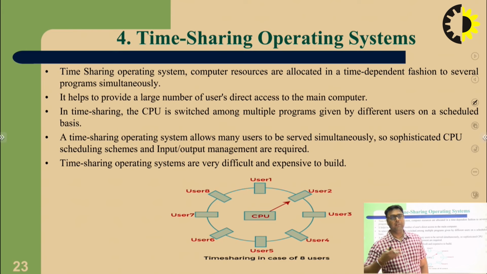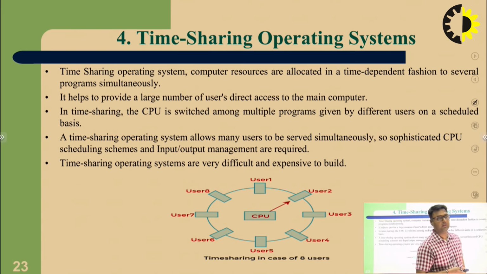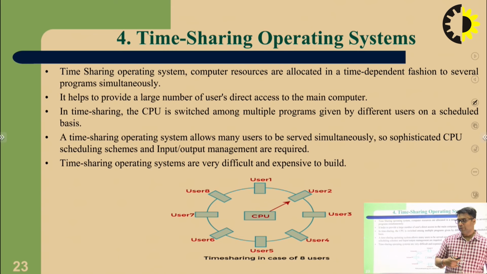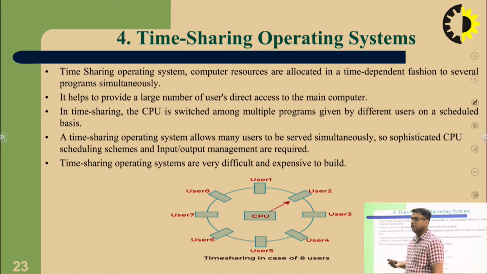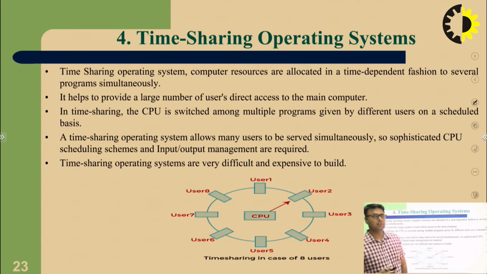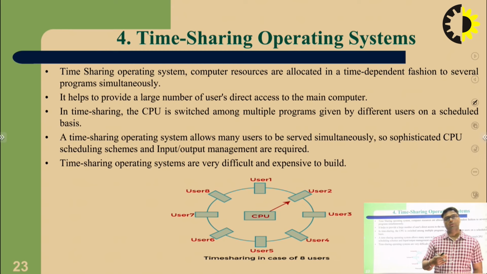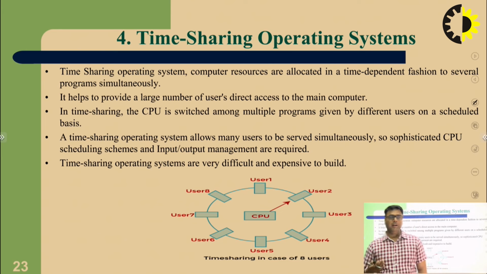So job efficiency increases in a time sharing operating system. A time sharing operating system allocates the CPU in a time dependent fashion to several programs simultaneously. That means programs work simultaneously, because waiting time decreases, as no one has to wait. If time sharing is not in an operating system, one program is delayed for a maximum time, so starvation is created.